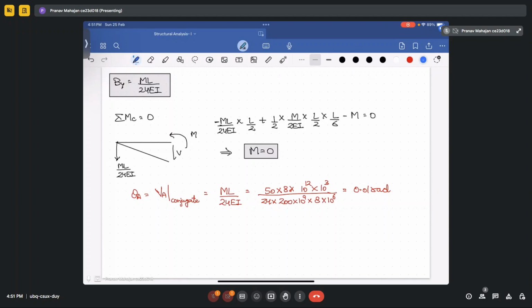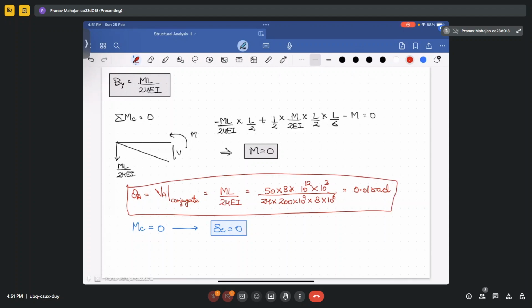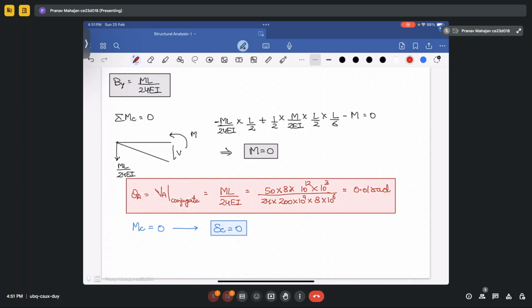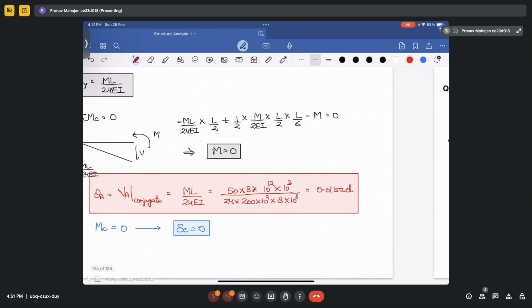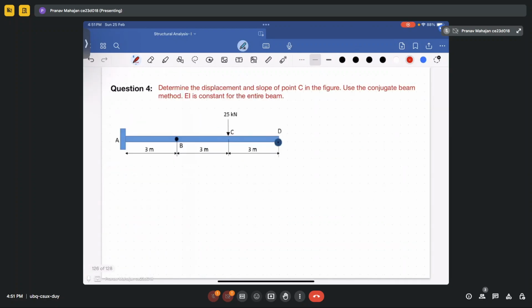And since moment at point C is 0, it will give you delta C equal to 0. So this is how you solve the problem for any deflection or slope at any particular point using the moment area method. Sorry, conjugate beam method. Okay. Now let's move to another question.